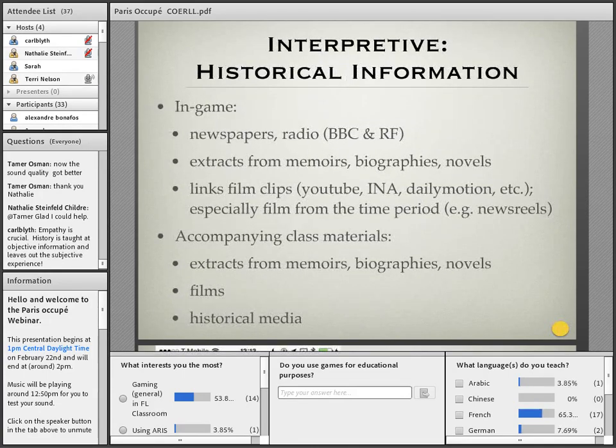So, interpretive, historical information. Within the game, students have to access the newspapers or the radio every single day. There are also extracts from memoirs, biographies, novels. There are links to film clips from the time period, especially newsreels. You heard some of the music when we were starting up, and that was music from the 1940s. And then we also had regular in-class sessions where we were looking at pieces of novels, biographies. We watched a lot of documentaries from French TV.